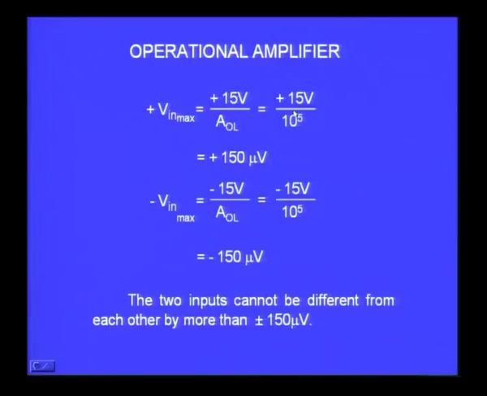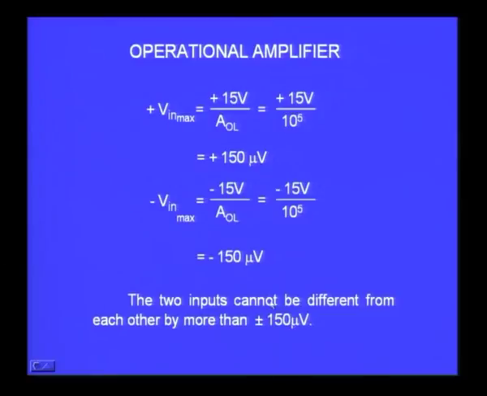In a typical case where we have taken the illustration, plus 15 volts is the power supply voltage and 10 power 5 is the open loop gain. Therefore, you can see 15 by 10 power 5, or if I add 2 zeros on both numerator and denominator, it can become 150 microvolt. So, the maximum input voltage up to which the amplifier will behave as a linear amplifier with a linear output input relationship is 150 microvolts on the plus side. In a similar way, the corresponding minimum voltage on the negative side is also minus 150 microvolt.